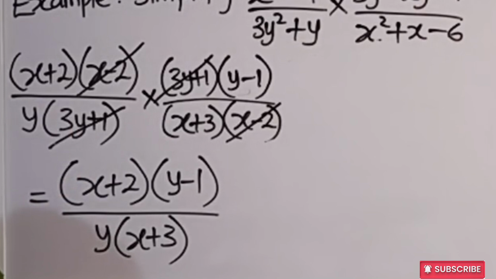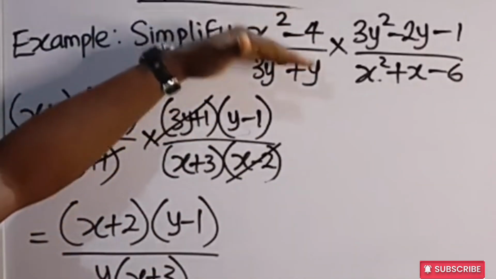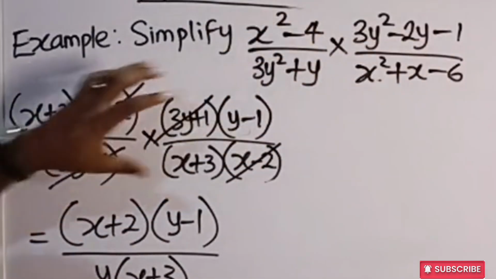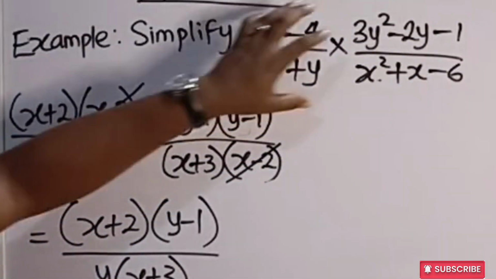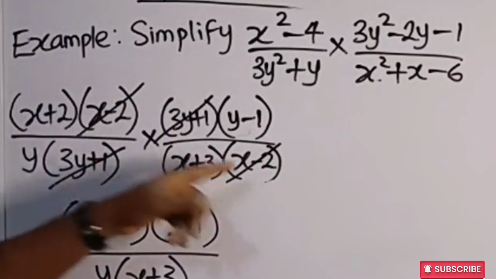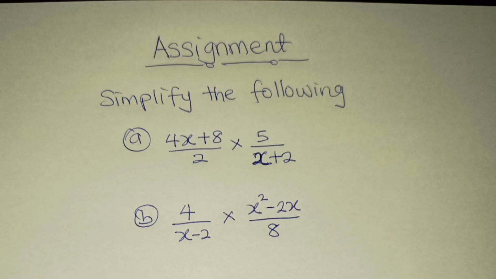It looks complex, but if you already understand how to factorize each of these values, then it's easy to convert this expression to this. Once you can convert this expression to this, all you need to do next is find similar values and cancel them out. So we have seen how to multiply algebraic fractions. What we're going to do next is how to divide algebraic fractions.